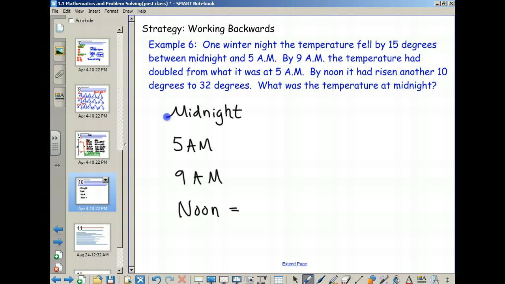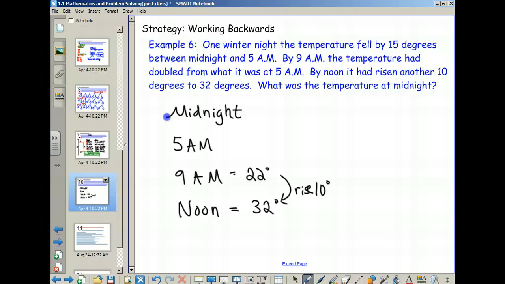And what's the temperature at noon? 32 degrees. And it's probably very high at 32 degrees. But, all right, so we have a 32-degree temperature. But it told us that by noon it had risen 10 degrees to 32 degrees. So working backwards, what temperature would that make it at 9 a.m.? 22 degrees. Because from here to here it's supposed to rise 10 degrees. So we'll rise correctly. All right, so here's the 22 degrees.